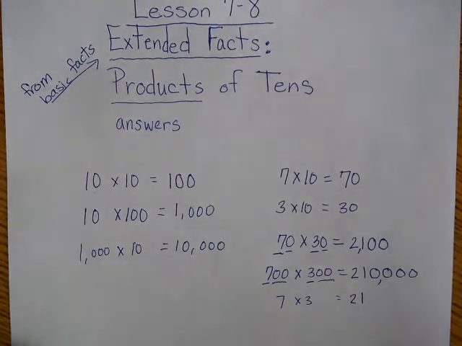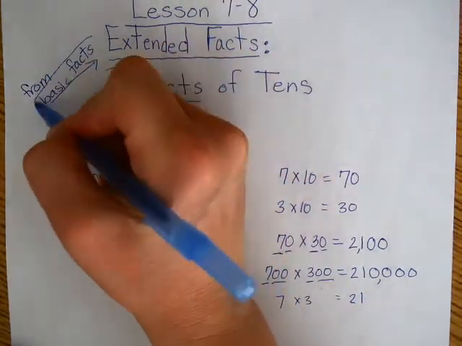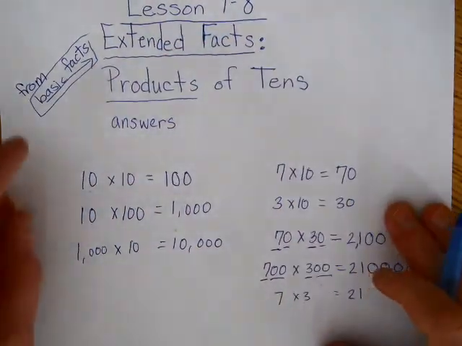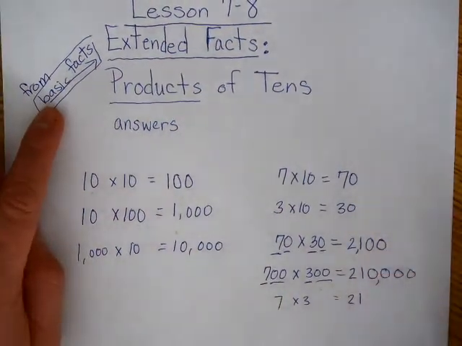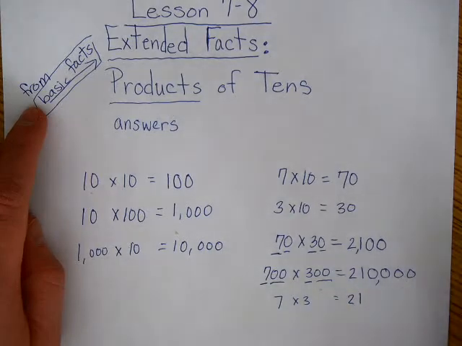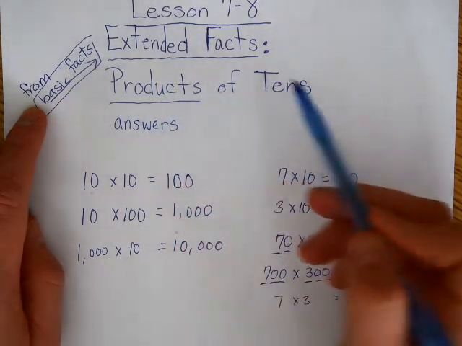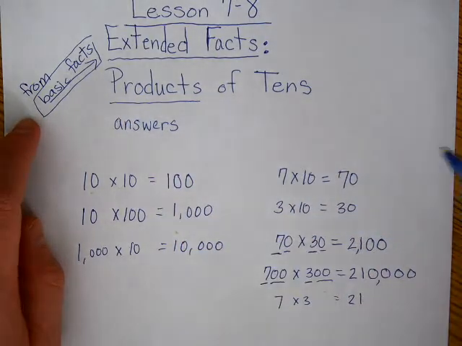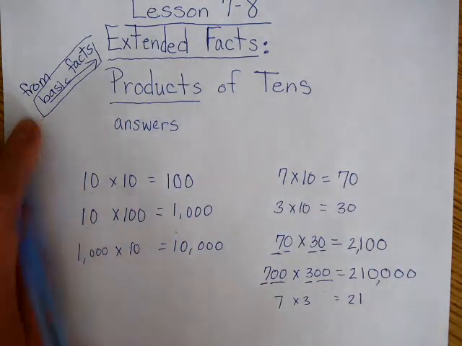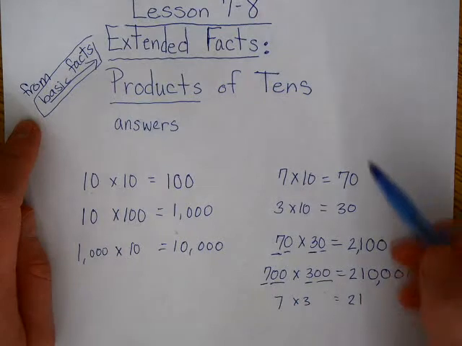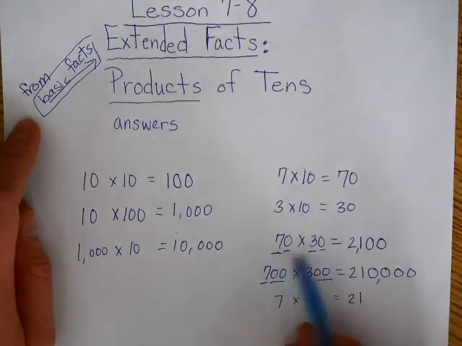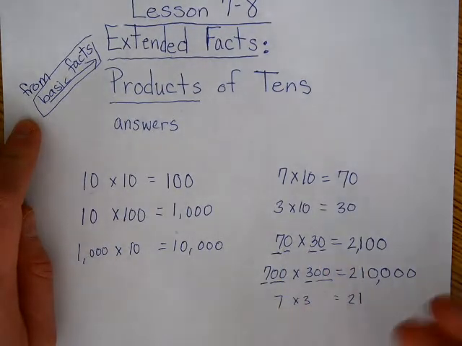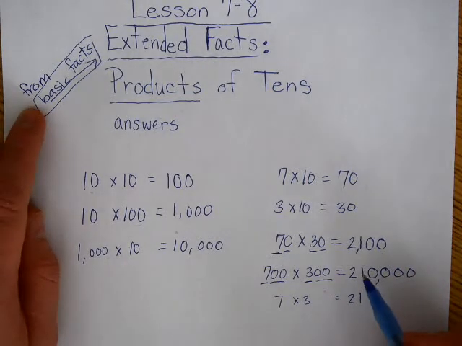Again, this all starts with these basic facts. If kids do not know basic multiplication facts, it's going to be very tricky for kids to be able to multiply anything extended. Extended means it's more than the basics. But if the kids know the basic facts, it's going to be much easier for them to multiply those basic facts and then count the zeros on the end in this case. So that's what we want kids to understand.